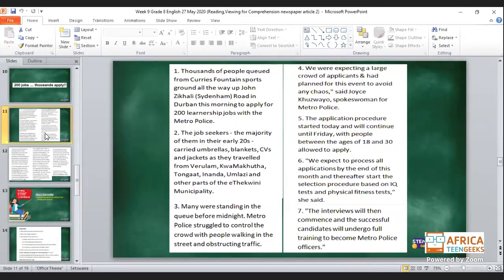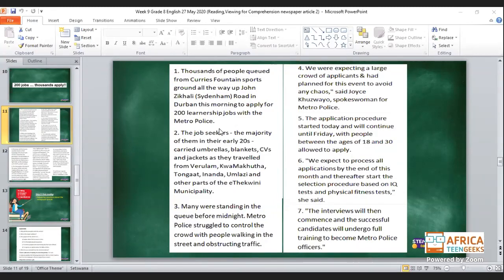Okay, here is what we're going to do. I will read the whole article myself. Then after that, I'm going to ask you questions. Then you will have to raise your hands to answer those questions, right? Let me read it quickly.